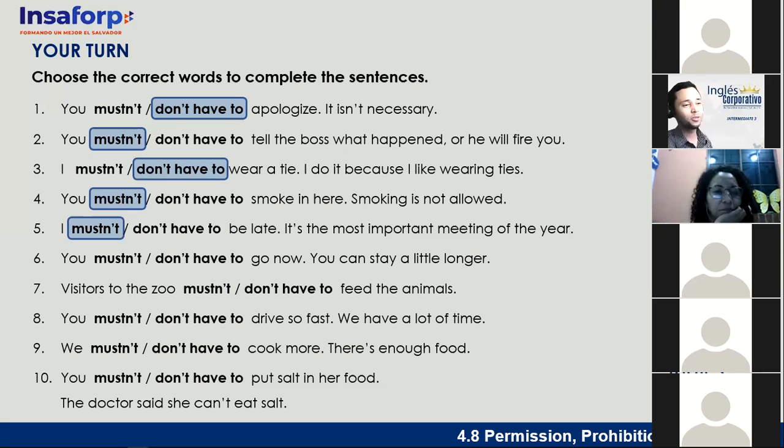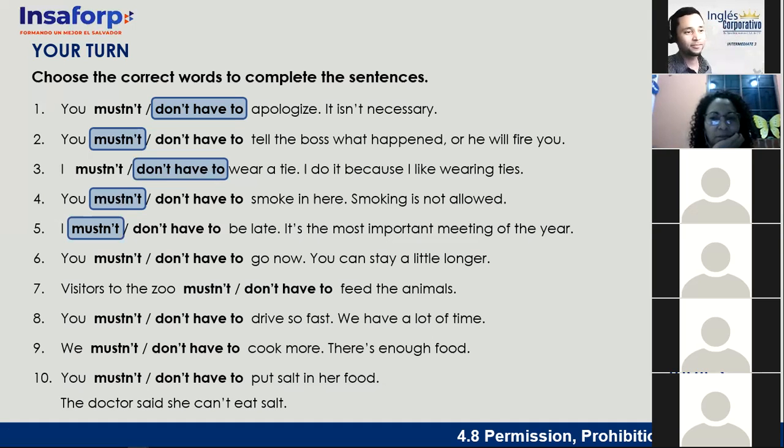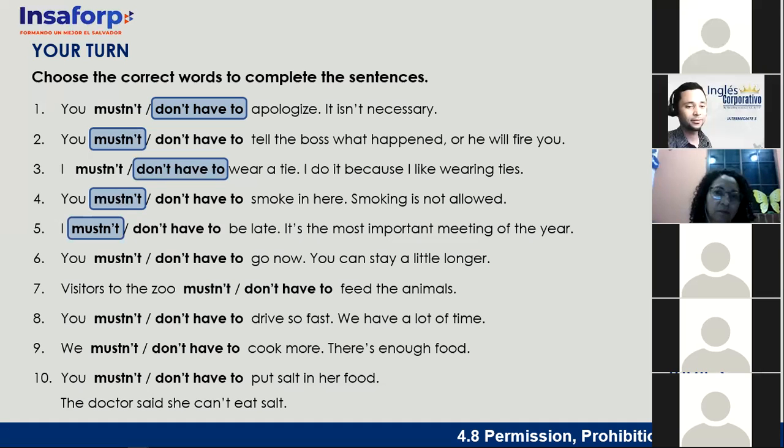Number six, a volunteer, please raise your hand. Who wants to participate? Jessica. You don't have to go now. You can stay a little longer. Mm-hmm. You don't have to go now. You can stay a little longer. Puedes quedarte un poquito más de tiempo. So you can stay a little longer. So you don't have to go now. Correct. Thank you, Jessica.